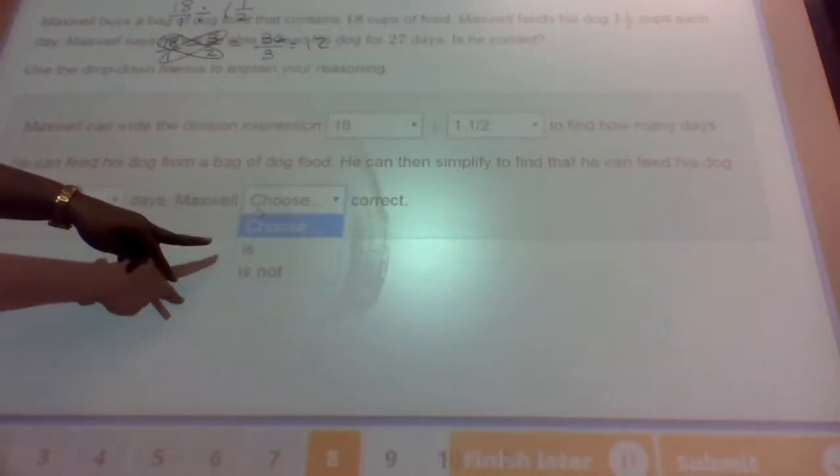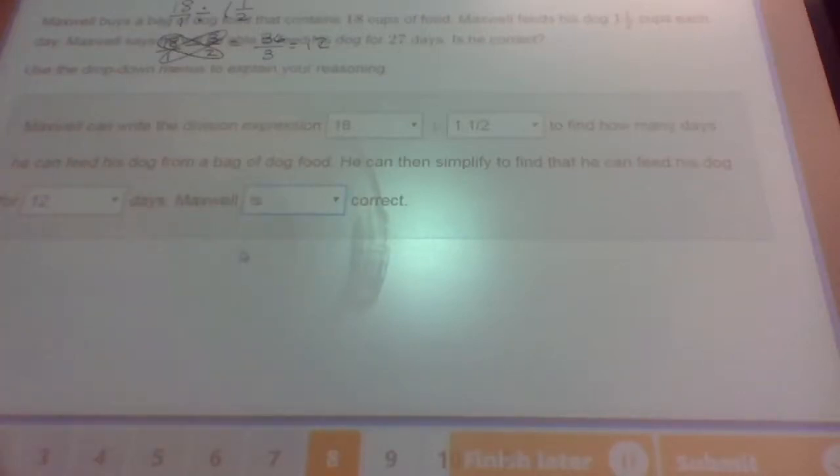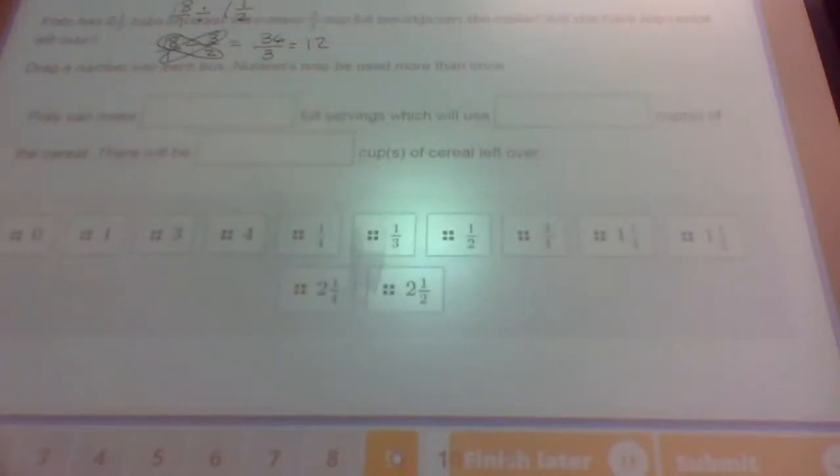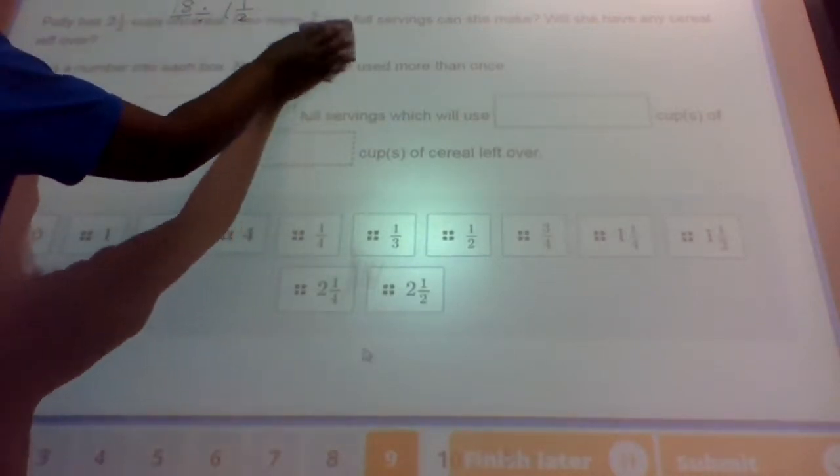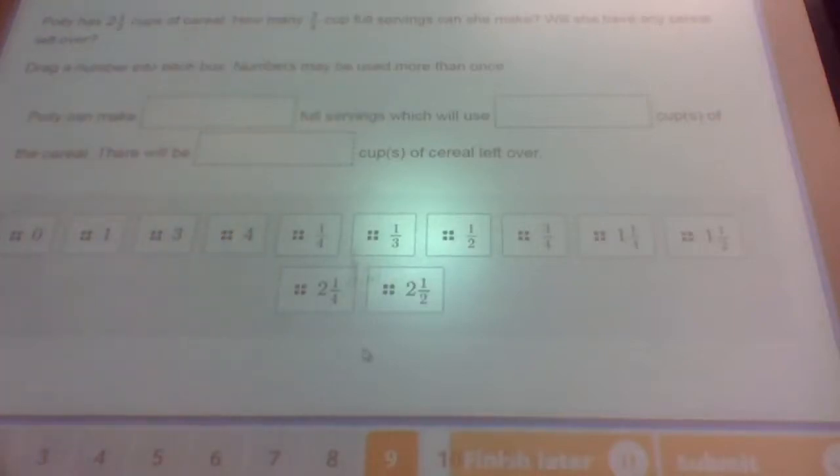So is Maxwell correct? It's not. What do you mean? He said 27. So he is not correct. All right. We have 2 more questions. Pay attention.